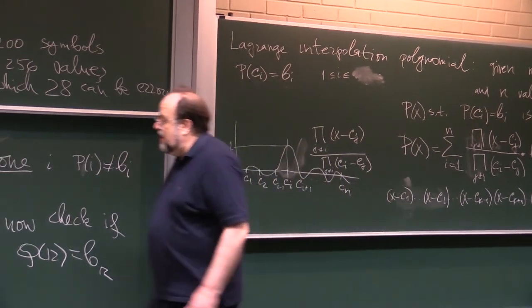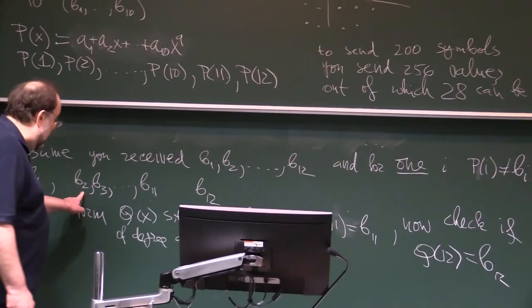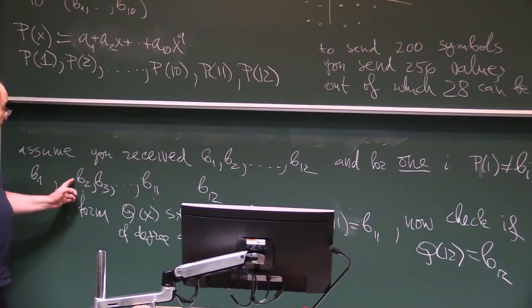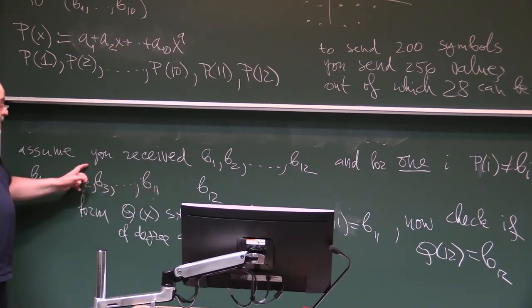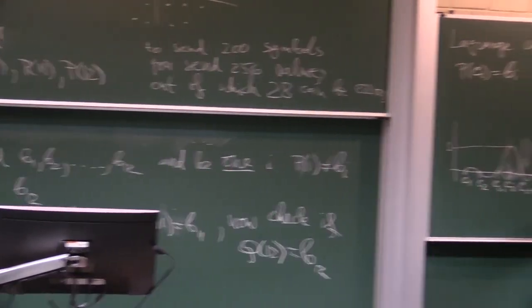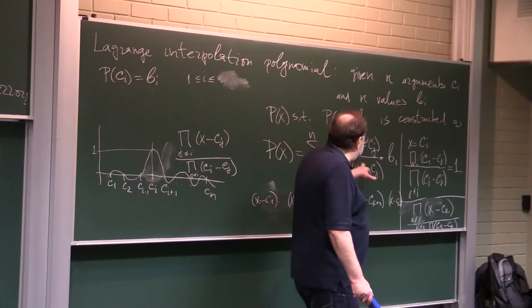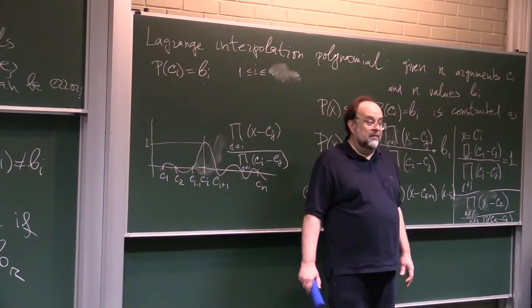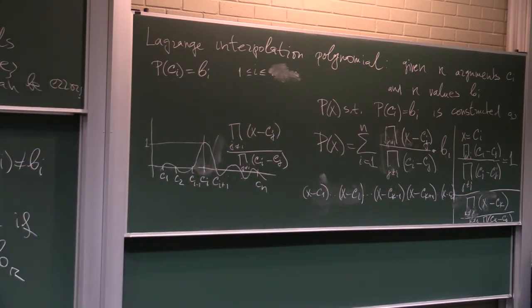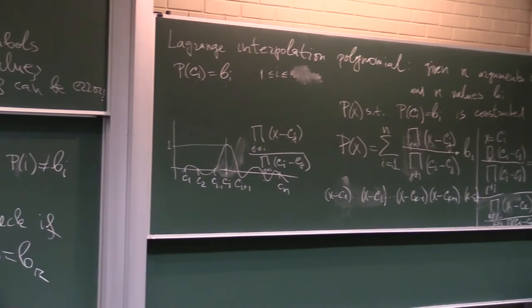C's will be just integers between 2 and 11, and B's will be these values. So you have 10 inputs, 10 values, and you simply substitute 12 in this polynomial, compute the value, and check whether you get B12. If you get B12, it means that this is the correct polynomial, right? Because your assumption is that there can be at most one error, right? So only one of these can be wrong.